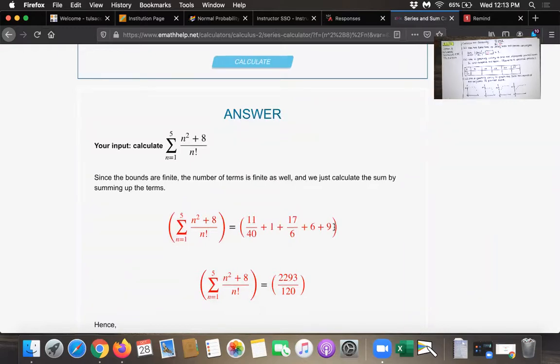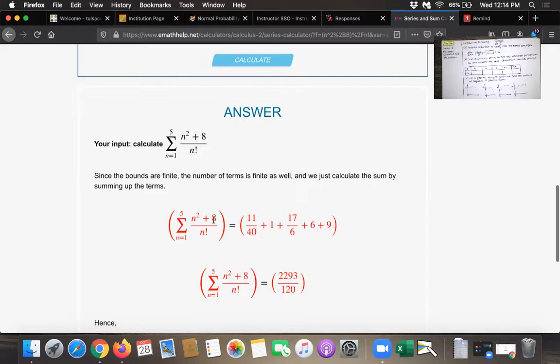And this is what we get. It's actually written in the reverse order. S sub 1, that was 1 squared plus 8 over 1 factorial. That was the 9. When n equals 2, we get 2 squared plus 8, so 4 plus 8, which is 12, over 2 factorial. 12 over 2 is 6. When n equals 3, we'll have 3 squared plus 8, so that's 9 plus 8, which is 17, divided by 3 factorial, that's 6. When n equals 4, we've got 4 squared plus 8. 4 squared is 16. 16 plus 8 is 24. 4 factorial is 3 factorial, that's 6, times an extra 4, so that's 24. So we end up with 24 over 24, which is 1.